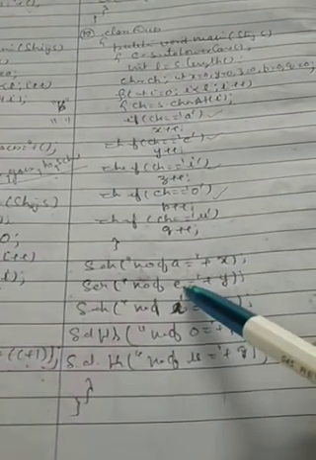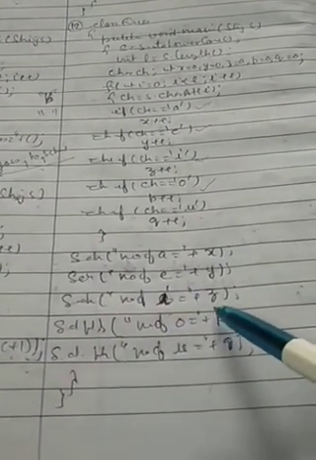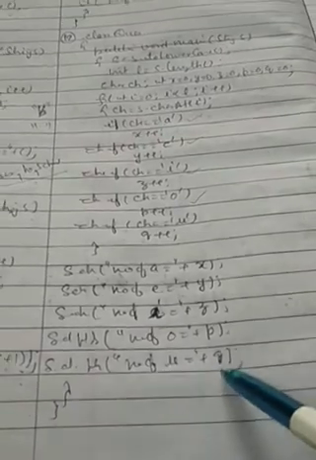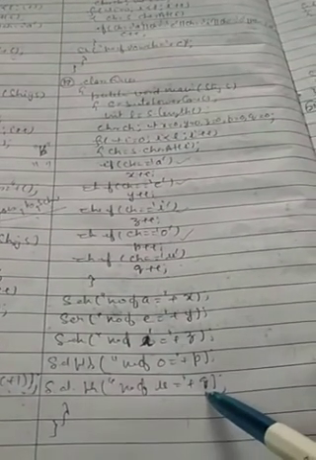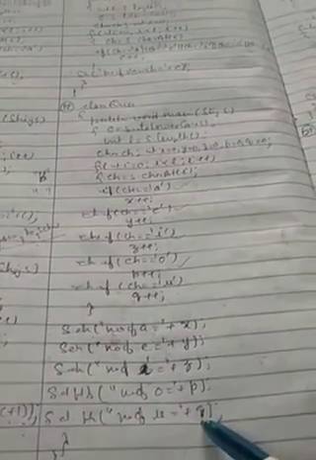Number of a is x, number of e is y, number of i is z, number of o is p, number of u is q. So in this question we have found out the frequency of vowels separately.